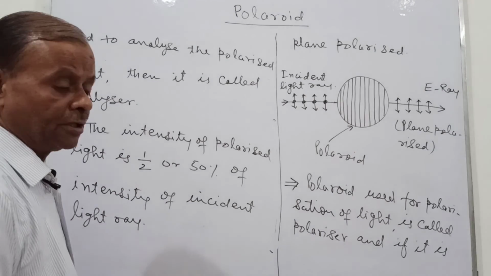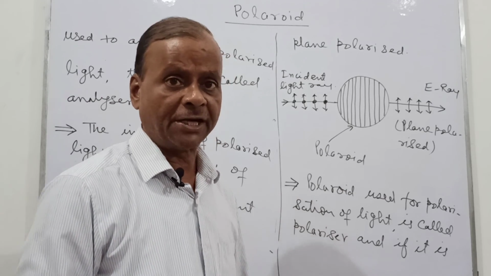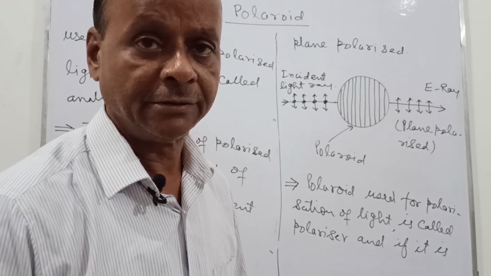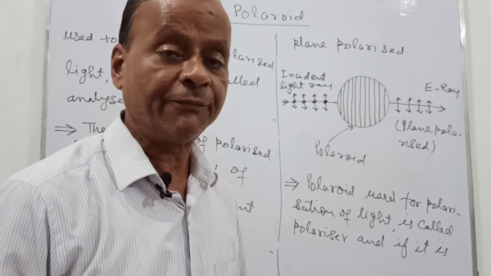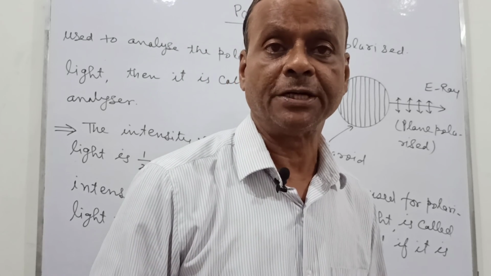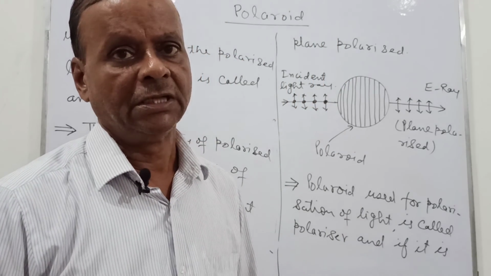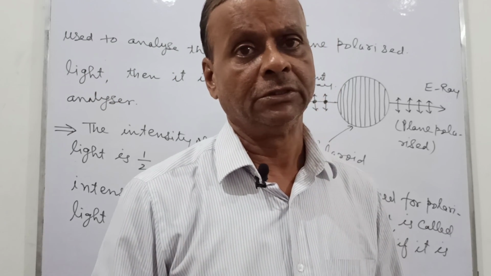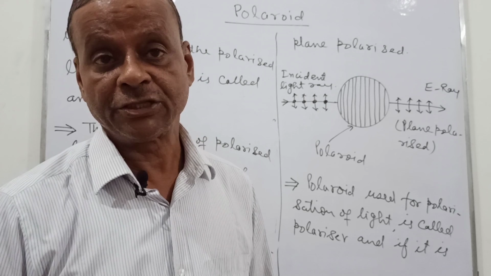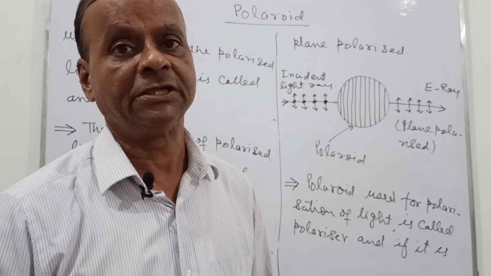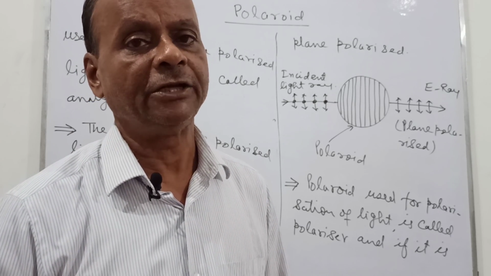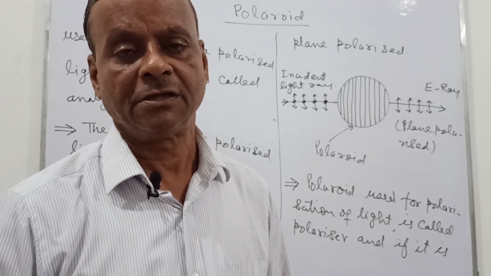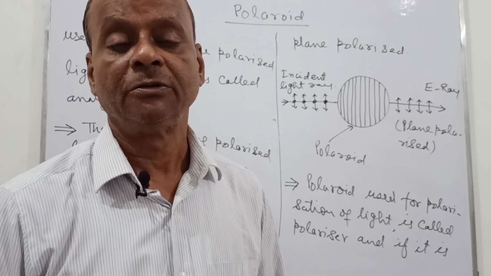It means that the polarizer transmits 50% of the light ray and stops 50%. So only half of the intensity is allowed to pass by the polarizer. The analyzer will analyze whether this light is plane polarized or not. So the analyzer is rotated about the direction of the transmitted light ray. I will tell you later on how to detect the plane polarized light. So this is about the polarizer.